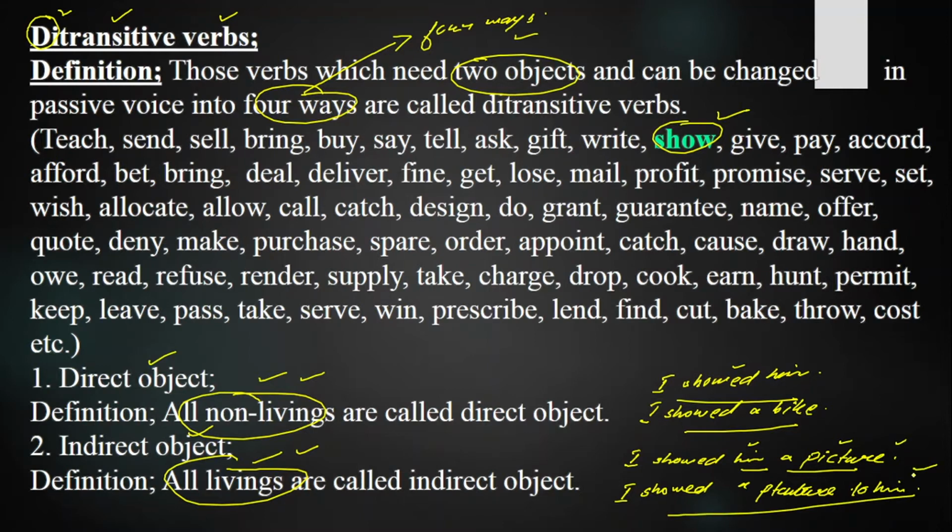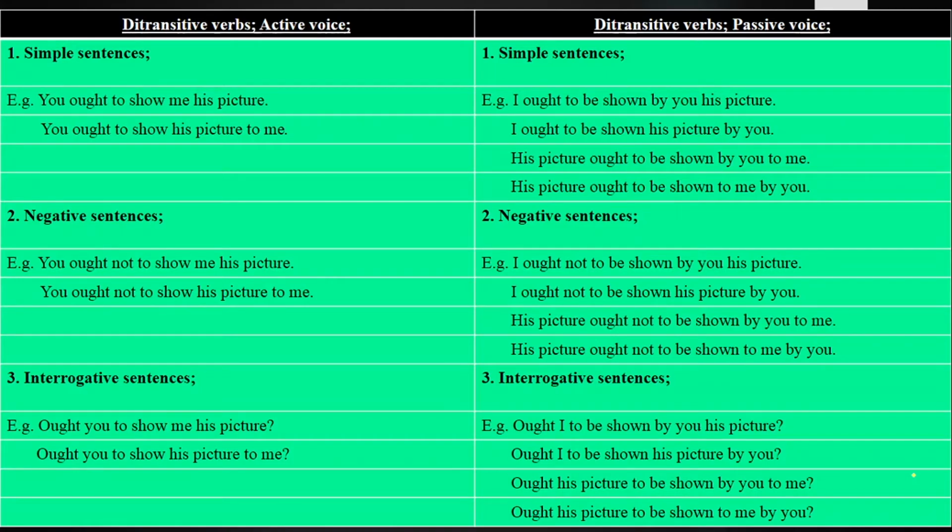But our target is how do we change this from active voice into passive voice in four ways. Here we have the ditransitive verb show from active voice into passive voice, and today we have the modal auxiliary verb ought to. It is less stressable than must, and it is used for 85% when there is a possibility of an action. Where 85%, we will be using the modal auxiliary verb ought to, and we will discuss how we are going to change it from active voice into passive voice.